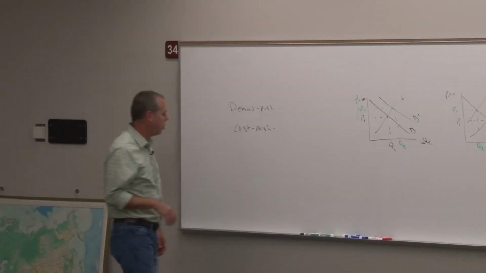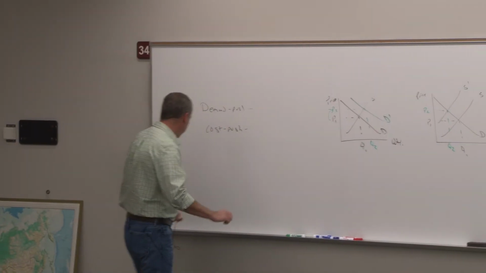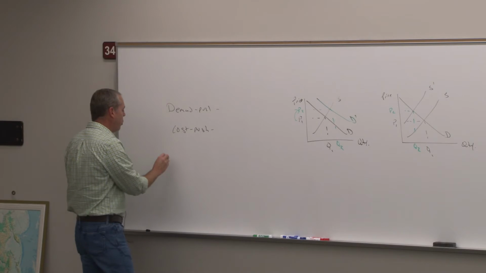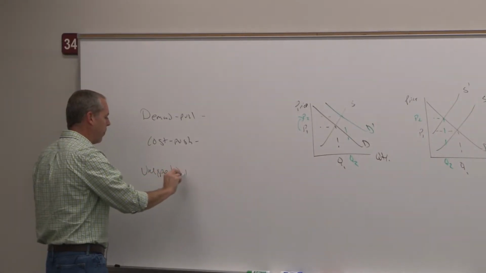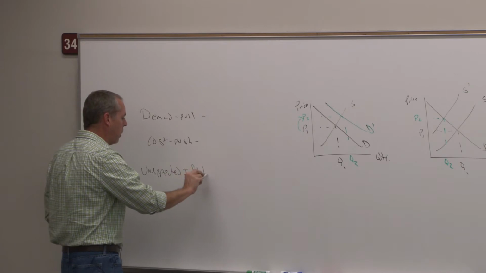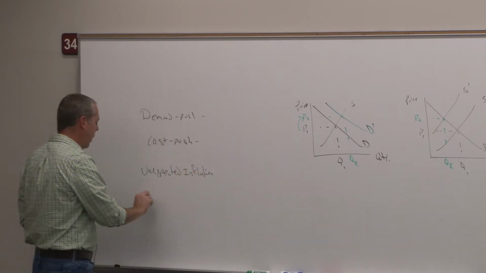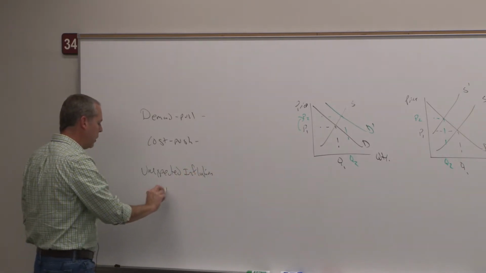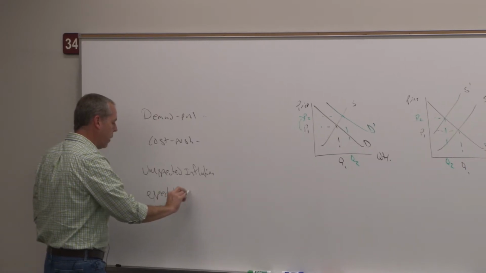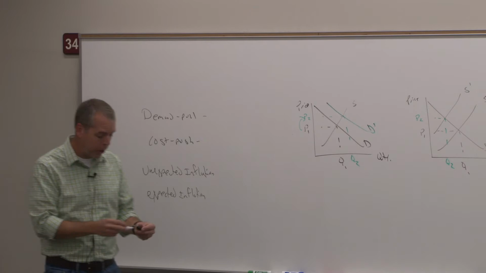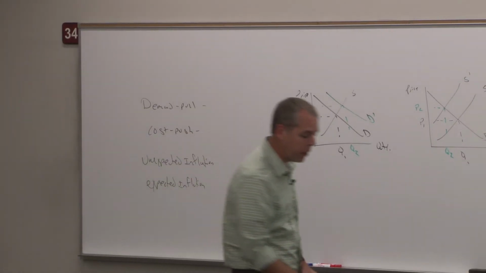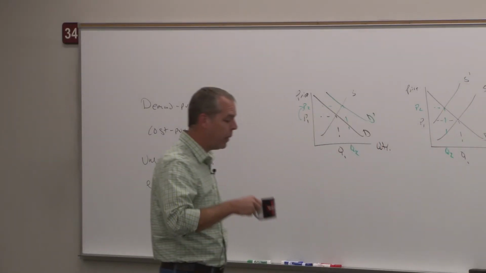Right. We also saw that we had unexpected inflation and expected inflation. And we said those things are basically exactly what they sound like. Expected inflation is inflation that we expect to occur. Unexpected inflation is inflation we don't expect to occur.